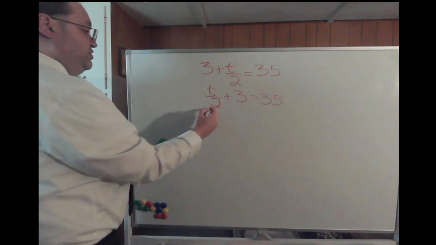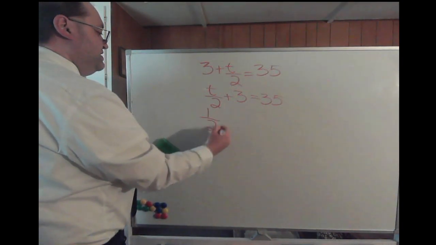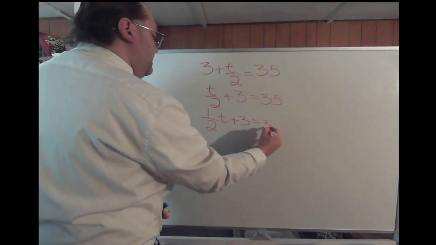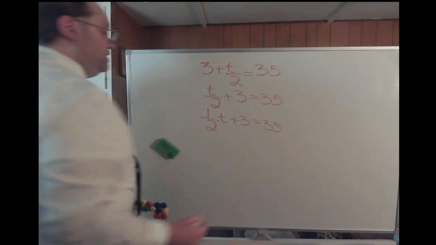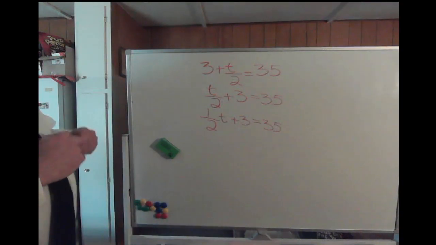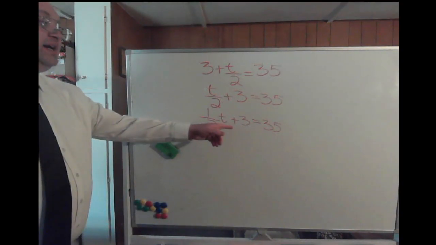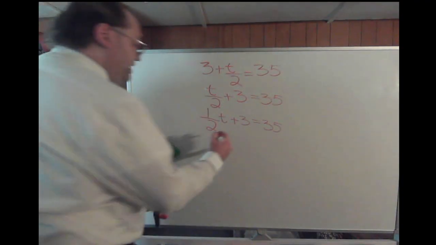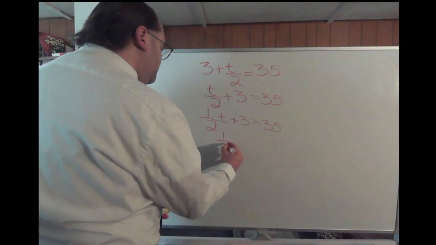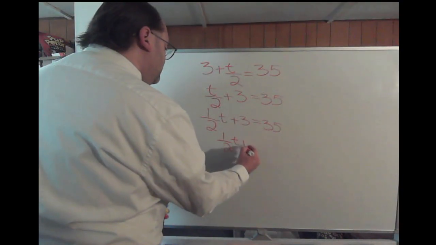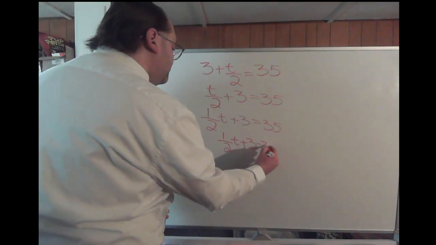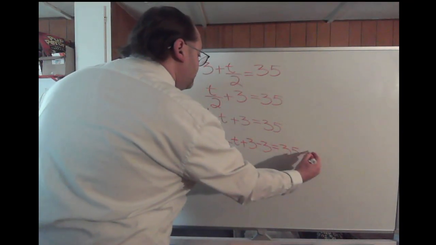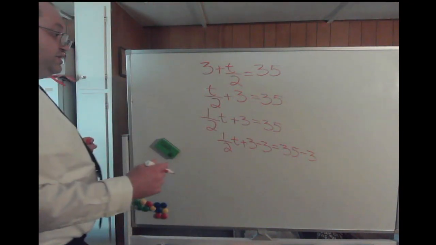Now that t over 2 could be rewritten as 1/2 of t plus 3 is equal to 35. Okay, so the goal here first is to get 1/2 t by itself. Well, we have plus 3. That means we need to minus 3 to get the 1/2 t by itself. So you'll do 1/2 t plus 3 minus 3 equals 35 minus 3, because what you do to one side you got to do to the other.